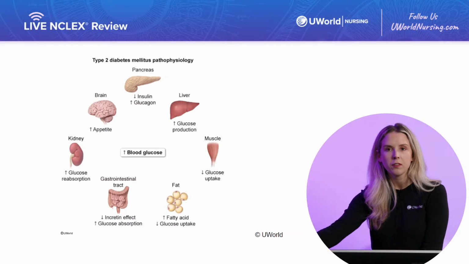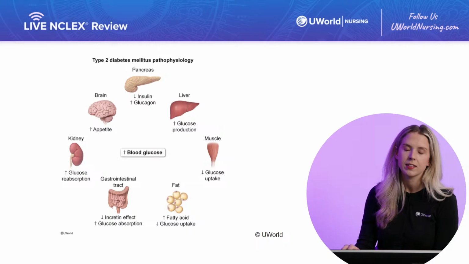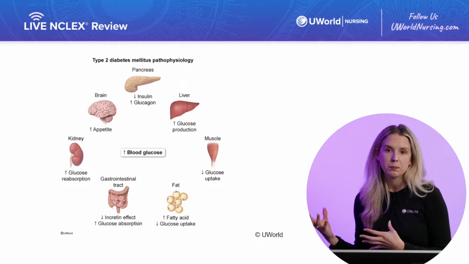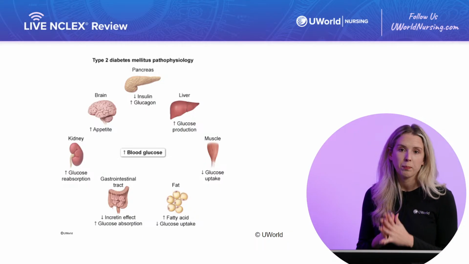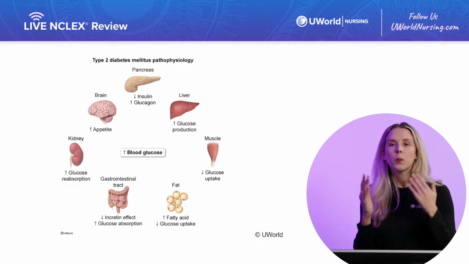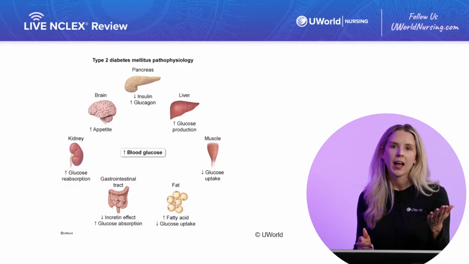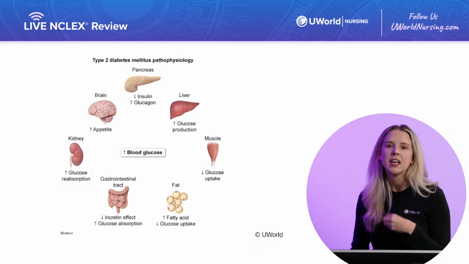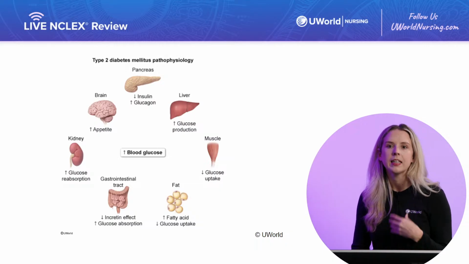Alrighty, so our pathophysiology here is a little bit different, but we have a lot of commonalities. In type 2 diabetes, the body is either not producing enough insulin, or the insulin that is being produced is not having the desired effect on the body. It can also be a combination of both. The key difference is that in type 1 diabetes mellitus, which we just discussed, the body does not produce any endogenous insulin, whereas in type 2 diabetes, it's either not producing enough, or what's being produced is just not having the desired effect. Remember, the pancreas is still making some insulin in type 2 diabetes.